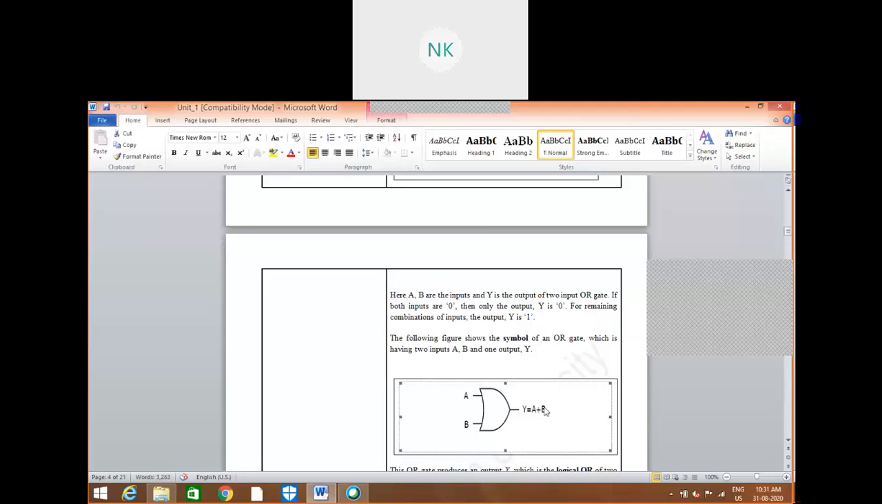OR means addition. What does that mean? If two questions come in your question paper and OR is given between them, you are asked to write either one or the other. Any one you can write, not both. In this way, A plus B means OR gate.